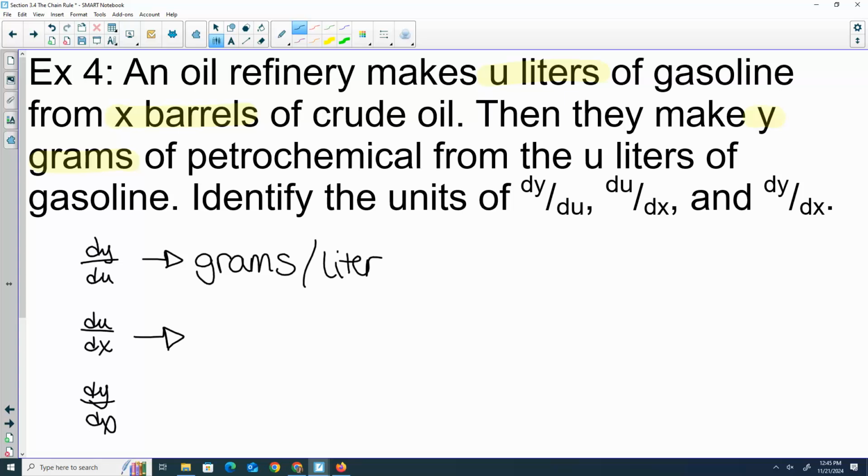Do you guys know what the units for du dx would be? Liters per barrel. Because u is liters, x is barrel. Okay, what about dy dx? Grams per barrel.